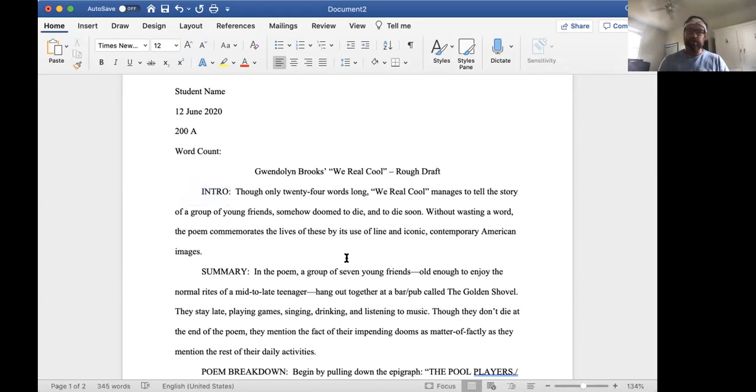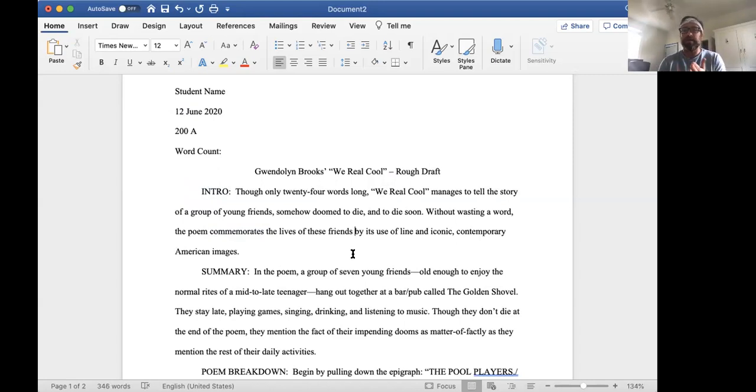So this is my introduction. Only 24 lines long, We Real Cool manages to tell the story of a group of young friends somehow doomed to die and to die soon without wasting a word. The poem commemorates the lives of these friends, let's just say friends, by its use of line and iconic contemporary American images.